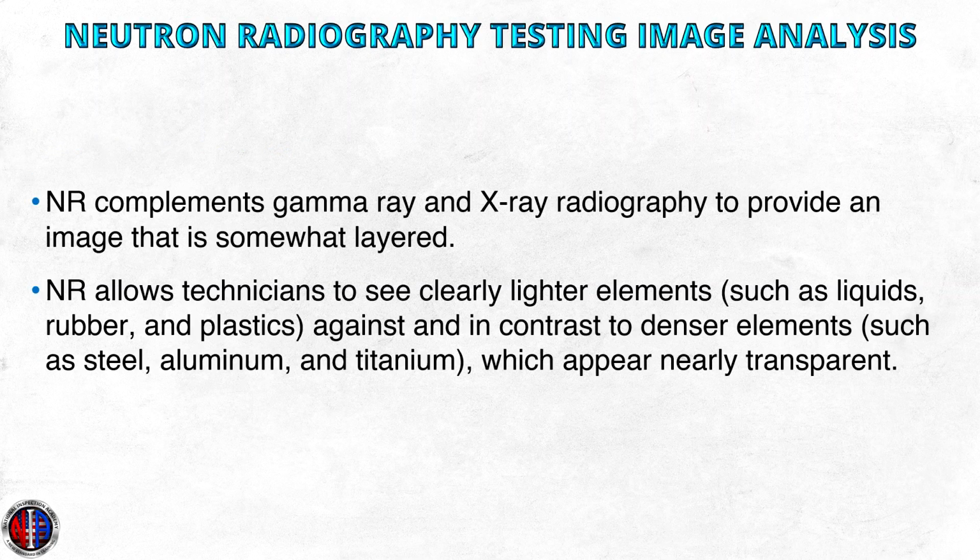Neutron radiography testing image analysis. Neutron radiography complements gamma ray and X-ray radiography to provide an image that is somewhat layered. Neutron radiography allows technicians to see clearly lighter elements, such as liquids, rubbers, and plastics, against and in contrast to denser materials, such as steel, aluminum, and titanium, which appear nearly transparent.